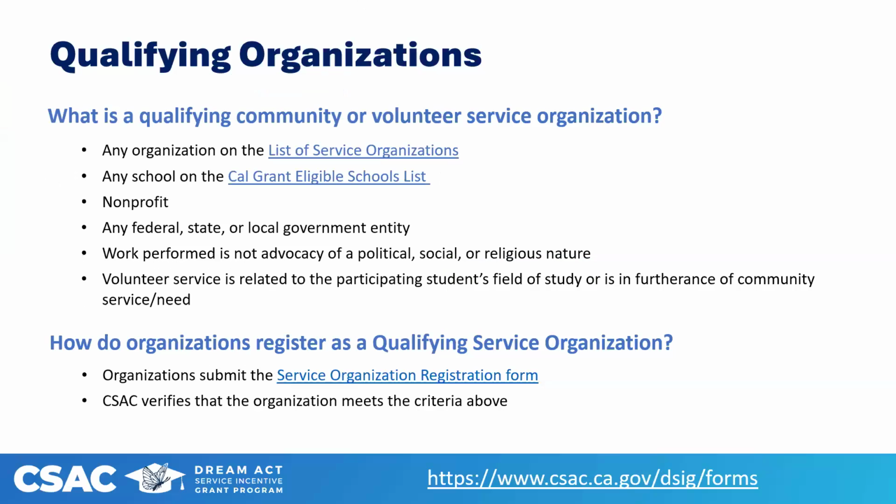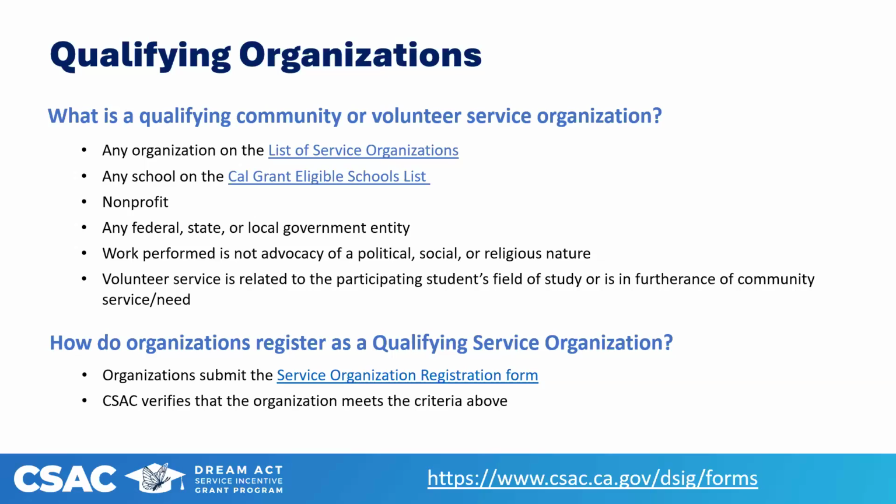Now, what is a qualifying community or service organization? It's listed right here on the screen for you, but basically it's any school on the Cal Grant eligible schools list, including external partners or external affiliates. They could be nonprofit as defined in section 501(c)(3) of the Internal Revenue Code. They can be any federal, state, or local government entity. Any work performed should not be in advocacy of a political, social, or religious nature.